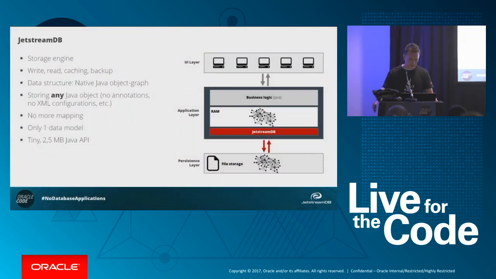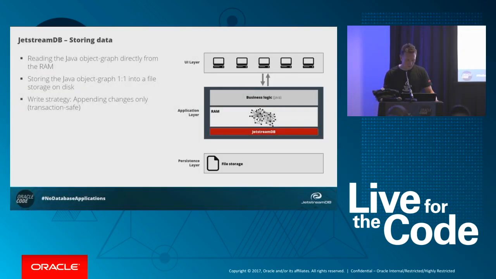And what provides Jetstream, the project codename was Jetstream, and it is a storage engine for writing, reading, and caching data. The data structure is a native Java object graph. For the very first time, really a native Java object graph, for storing any Java object without any annotations or XML configurations or so on. And no more mapping, only one data model, and it's only a tiny Java API.